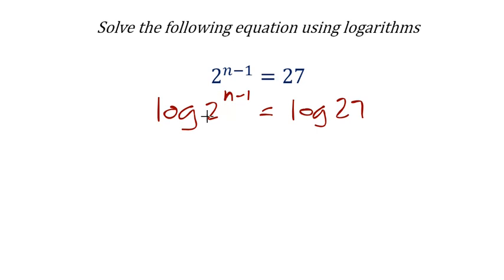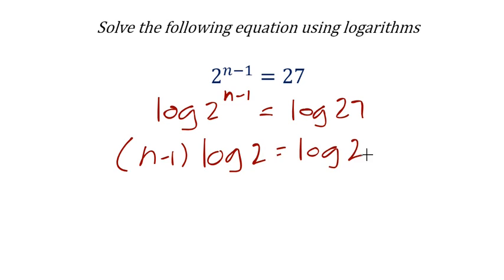So if you notice, 2 is being raised to some exponent. We can take that out front using our log property, pull it out front as a coefficient: n minus 1 times log of 2 equals log of 27. And we can still do the same exact thing, n minus 1.